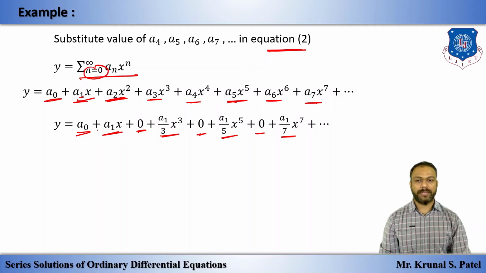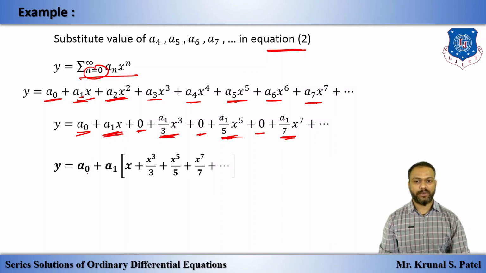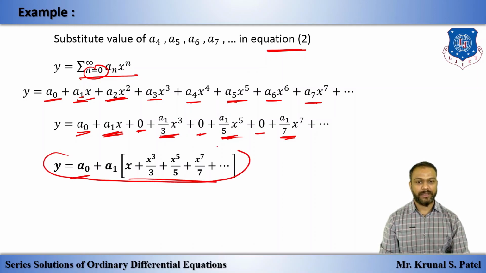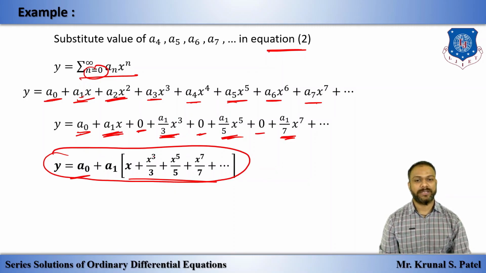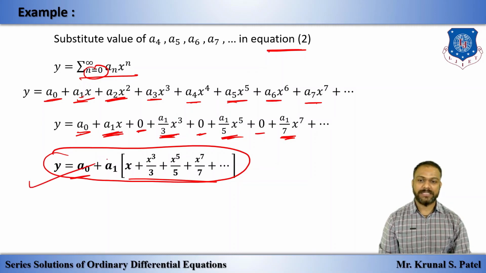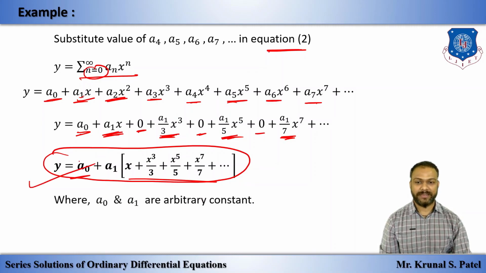Now we will take common from these terms. So a1 is common, and a0 is only single. So we take a1 common. This is our power series solution. You can see we have the solution in series form, with powers of x as 1, 3, 5, 7. And this is our final general solution, where a0 and a1 are arbitrary constants.